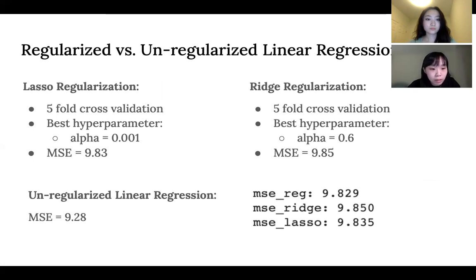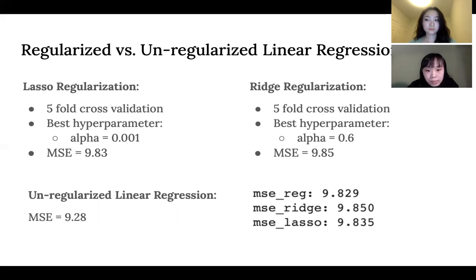First we used lasso regularization to fit our training data. To determine the best hyperparameter, we used a fivefold cross-validation method, and we found that the best hyperparameter for the alpha value was 0.001, and lasso gave us a mean squared error of 9.83.